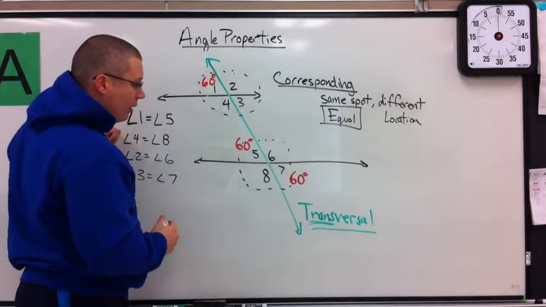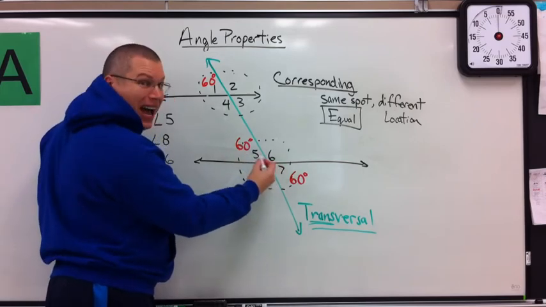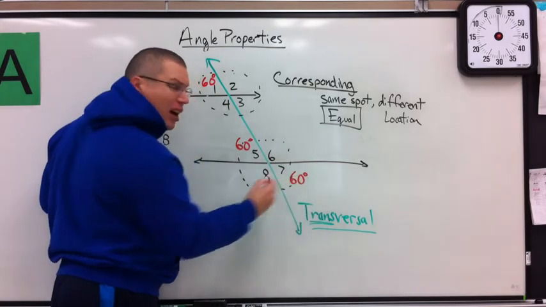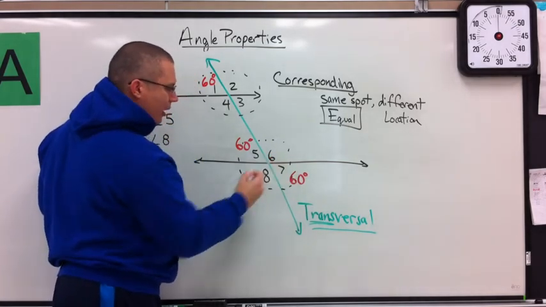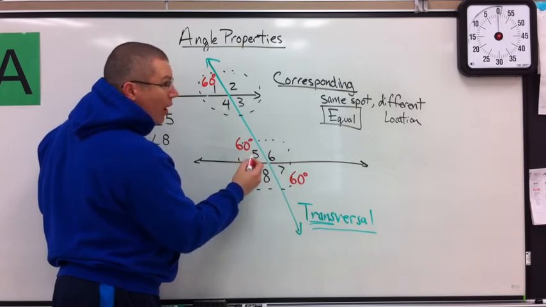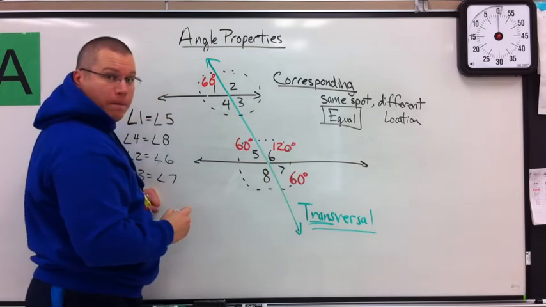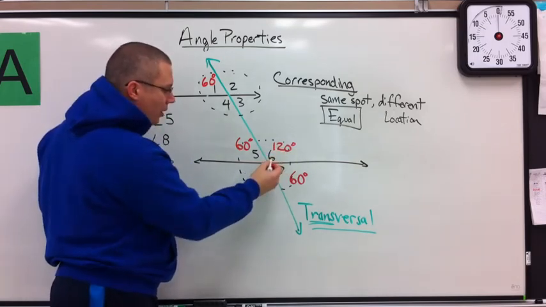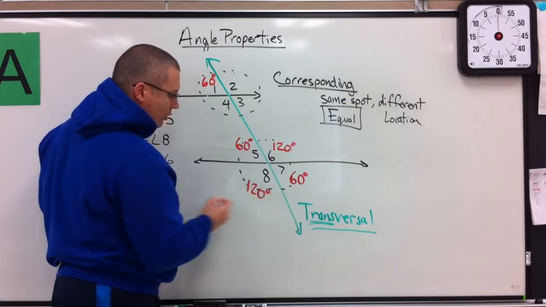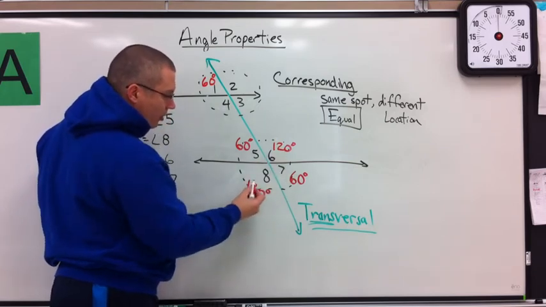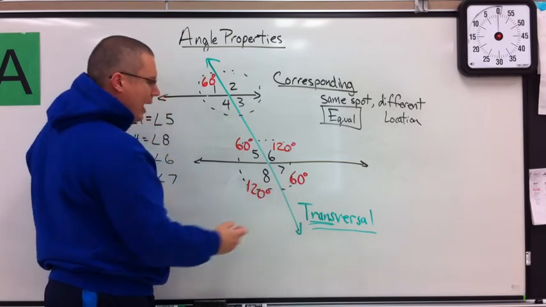Let's go a step further. Angle 5 is 60. Angle 6 is right beside it. It's adjacent, and it makes a straight line. Straight angle, straight line. Oh, they're supplementary. So if angle 5 is 60, 180 minus 60 is 120. Okay, angle 6 is 120. What's angle 8? Oh, angle 8 is also 120 because they're vertical. You could also go sideways and say, oh, they're supplementary of each other. 60 plus 120 is 180.